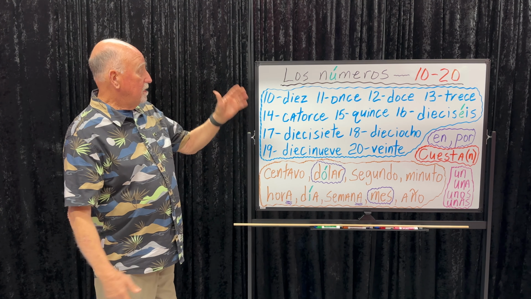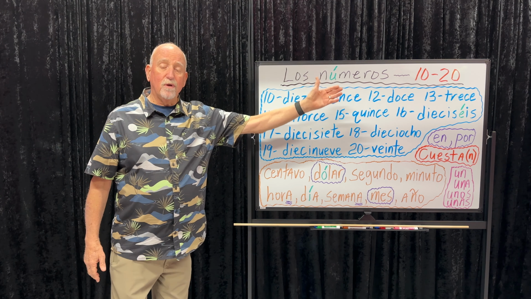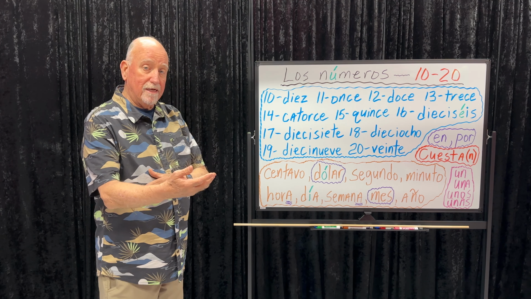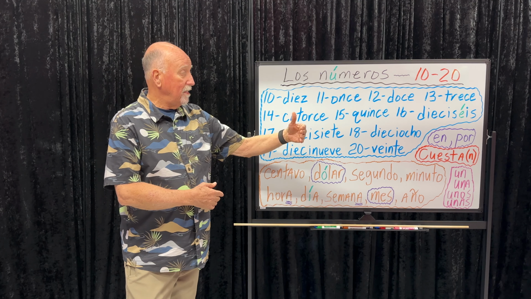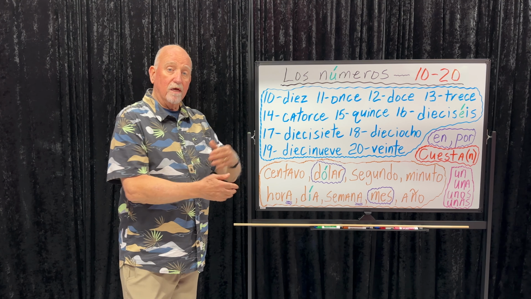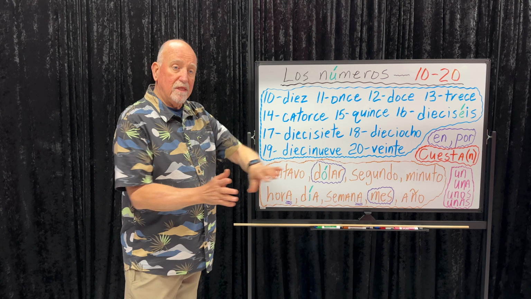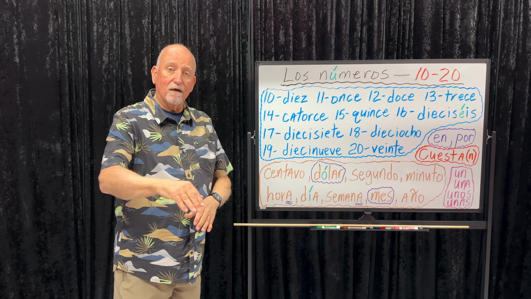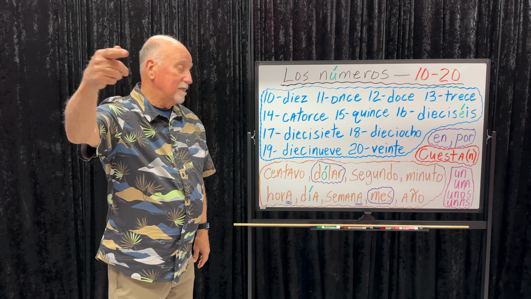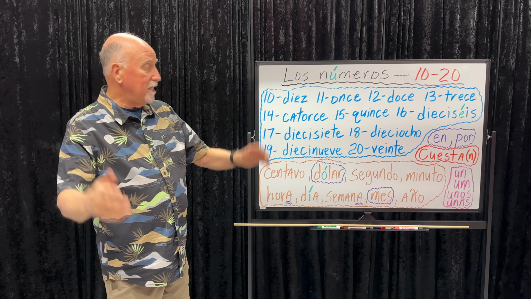Our lesson, los números 10 through 20. We studied 0 through 10. Now we pick up 10 through 20. And our next lesson with numbers will be 30 to 100, and then we leave the numbers in the past and we'll get to thousands and millions, etc. later on down the line. Let's look and see what we have.